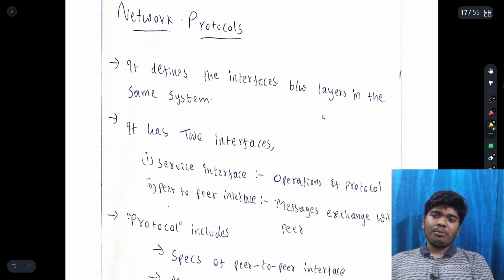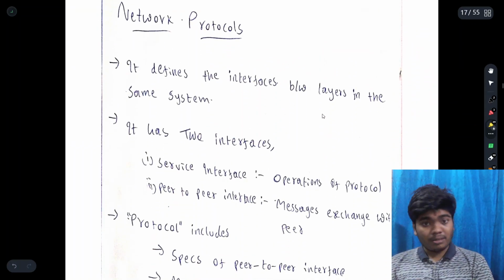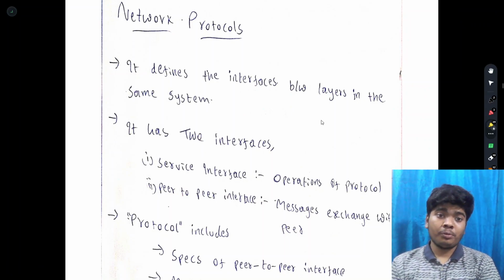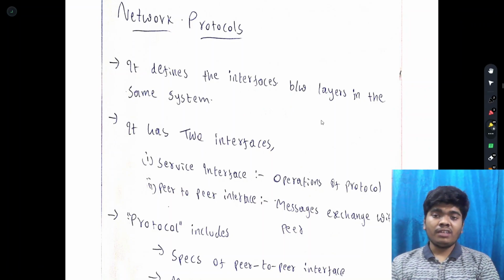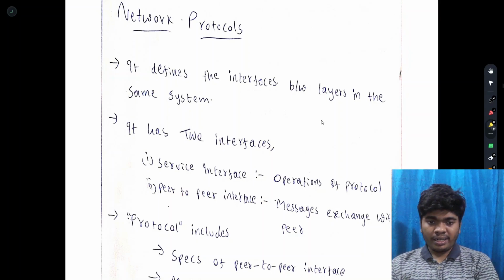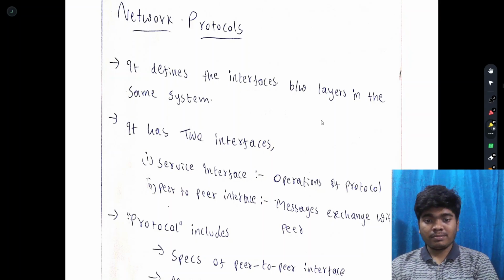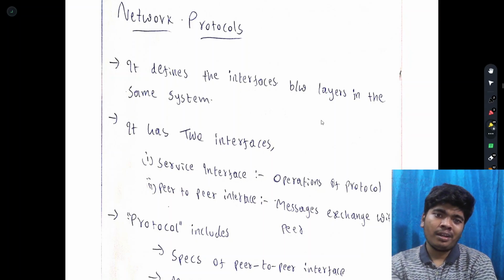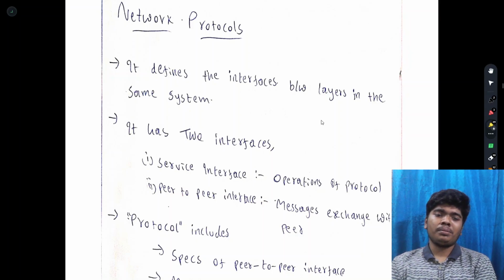So network protocol. What are those network protocols? It defines the interfaces between the layers in the same system. So it has two interfaces, service interface and peer-to-peer interface. Network protocol is used for the purpose of transferring the data. The exchanging of the messages will be done with the help of this network protocol.